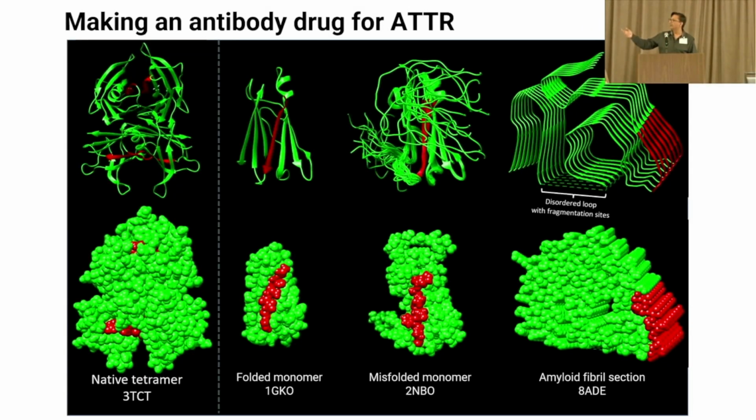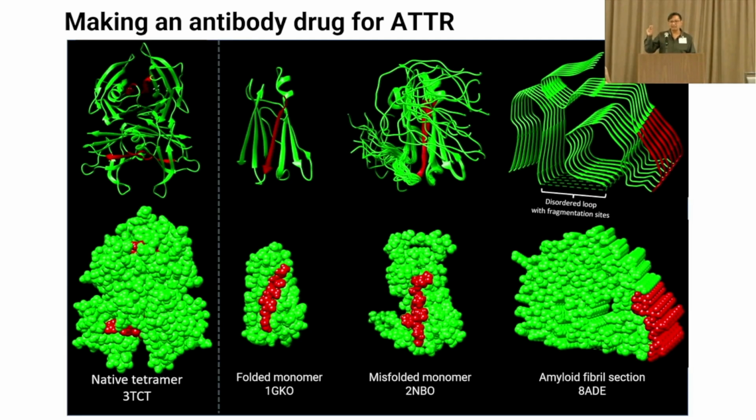So here I have this dashed line. Molecules to the right of the dashed line are molecules that are badly behaved. Molecules to the left of the dashed line are the molecules that are well-behaved. You have ribbon diagrams on top and all atom representations on the bottom. And so just concentrate on the monomer for a second.